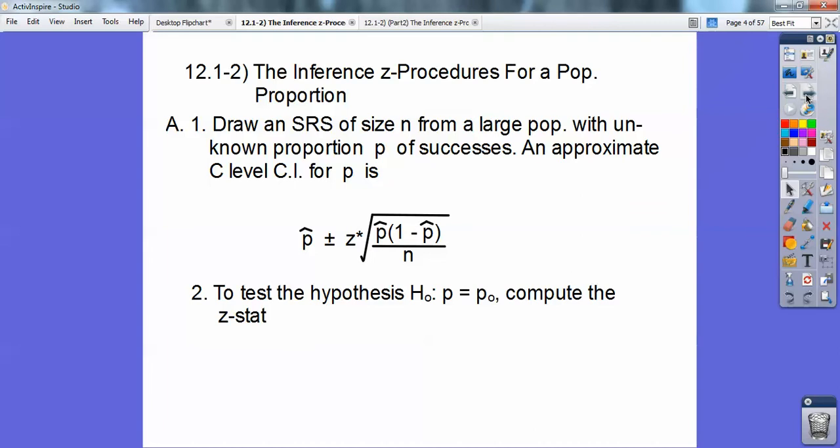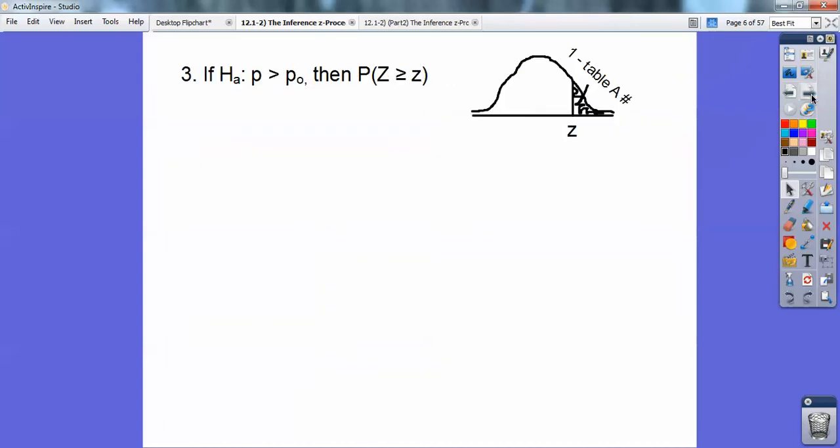So to test the hypotheses, your null hypothesis that the population proportion equals p sub 0, we're going to compute the z statistic. And here it is right there. There's the formula for that. Okay, and then you'll see how it works in just a second. And if your alternative hypothesis is that the proportion is greater than p sub 0, then we always do 1 minus table A.